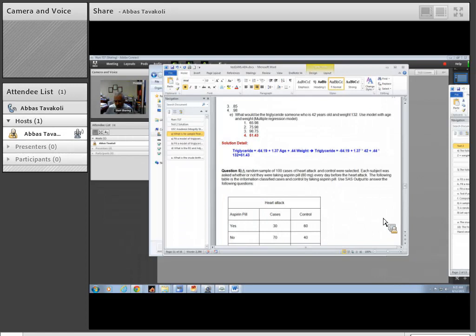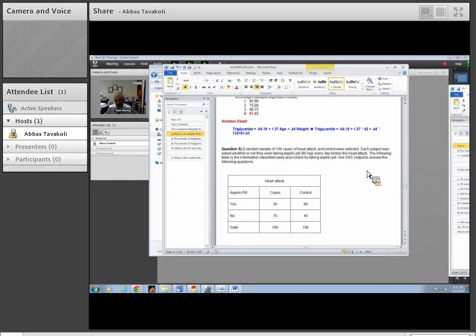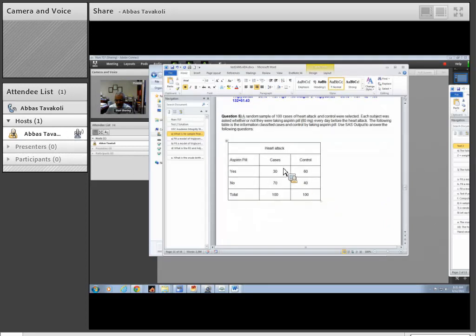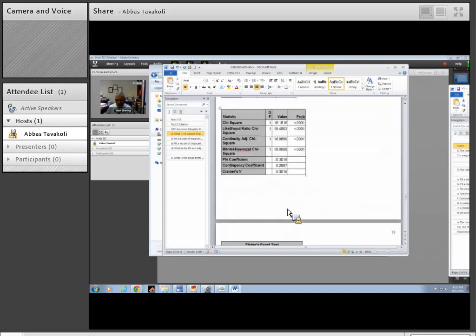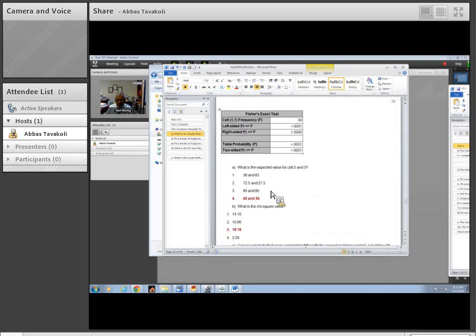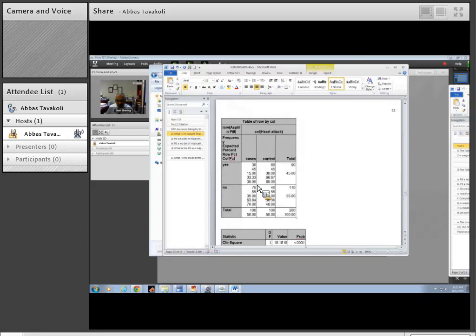A random sample of 100 cases of heart attack and control were selected. Each subject was asked whether or not they were taking aspirin pill 80 milligram every day before the heart attack. The following table is the information we have for heart attack and aspirin pill. So this is the chi-square. What is the expected value for cell 2 and 3? This is cell 2. That's the expected value. Again, and cell 3, 55.